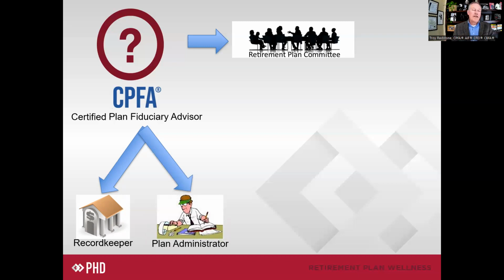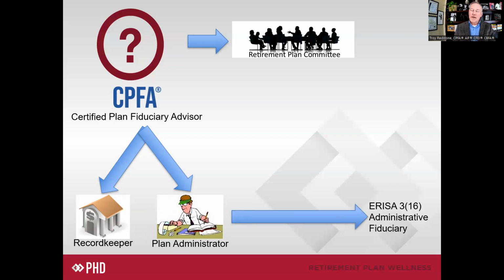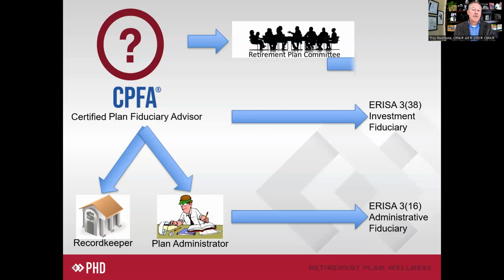Personally, I'm not a big fan of having an outside TPA who generally adds cost but not value, unless they do add value, which they can do under ERISA. There's a provision in ERISA called ERISA 316 that allows them to be an administrative fiduciary. It takes a lot of fiduciary responsibility off your plate. Now, by the way, as a CPFA, I cannot serve as an administrative fiduciary. I'm not an administrator. I can serve as a 321 and 338 investment fiduciary.